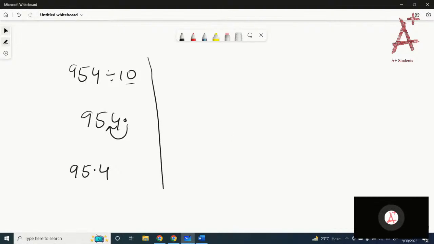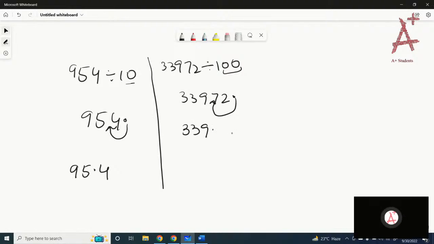Okay, the next example is 33,972 divided by 100. So the divisor has how many zeros? Yes, two zeros. That means you have to move the decimal point. How many places left? Yes, you have to move it two places left. So from here to here, it would be then 339.72. Got it? So select the correct option and click on the OK button.